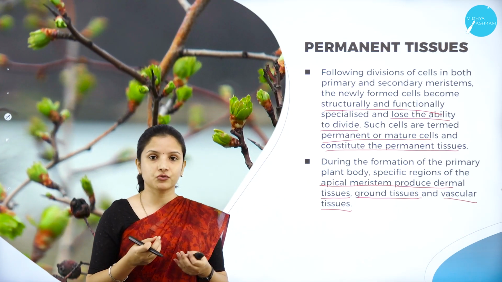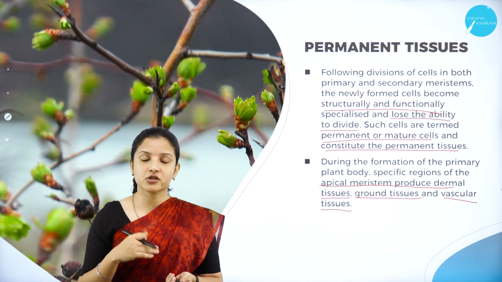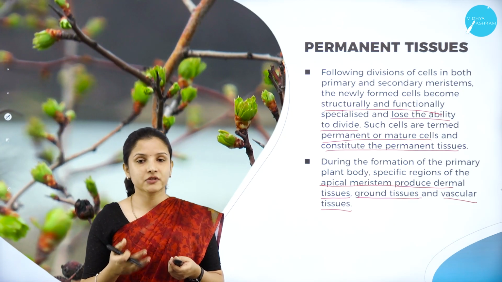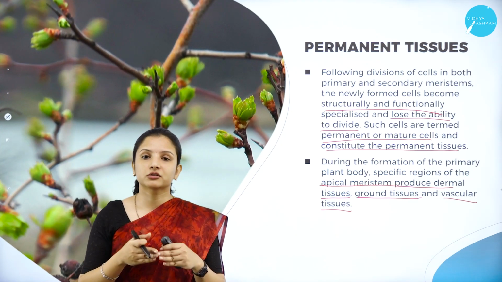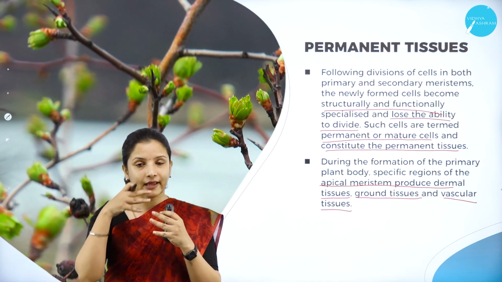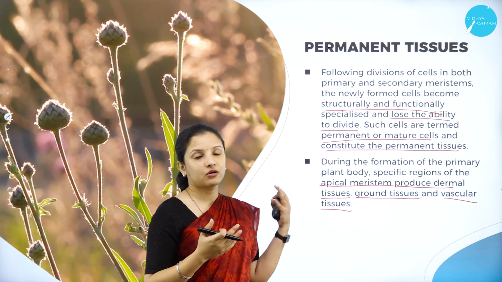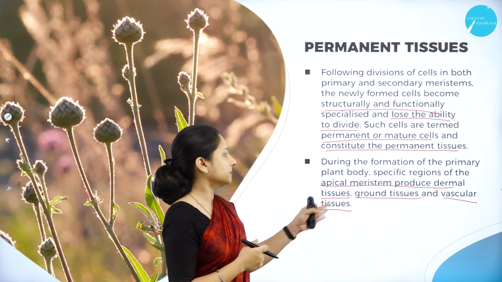Dermal tissue, derma means skin. So it is the covering. It helps in the formation of the epidermis, it helps in the formation of the cuticle, which is nothing but a waxy coating that is present on the epidermis, and also it helps in the formation of the root hair that is derived from the epidermis. All this you will study in the coming sessions of this particular chapter.